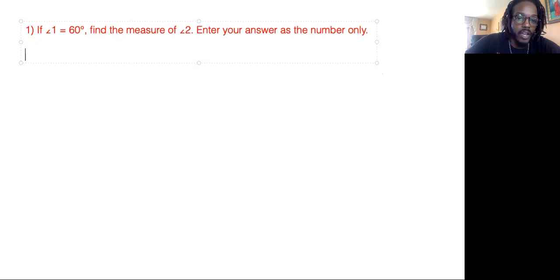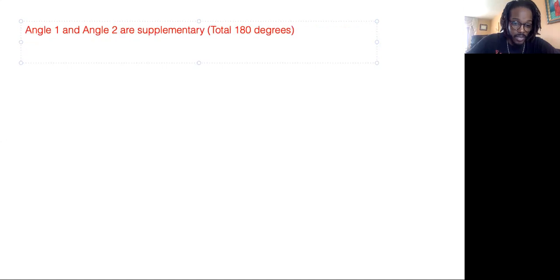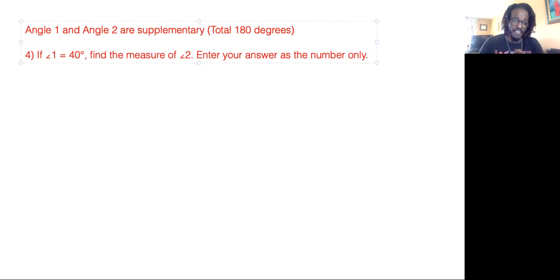I'm actually going to jump down to the second set of questions where the only thing that's different is that the angles are supplementary this time. And instead of them totaling 90 degrees, they now total 180 degrees. I'm not going to do this problem for you. I'm just going to show you how it can be set up. Question number four asks me, if angle one is 40 degrees, find the measure of angle two and enter your answer as a number only. We know that this is supplementary, which means that 40 degrees plus that degree that we don't have yet is going to total 180 and not 90 like the ones before.